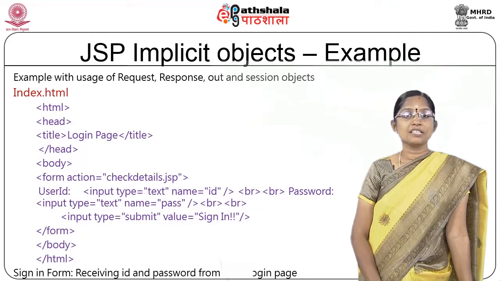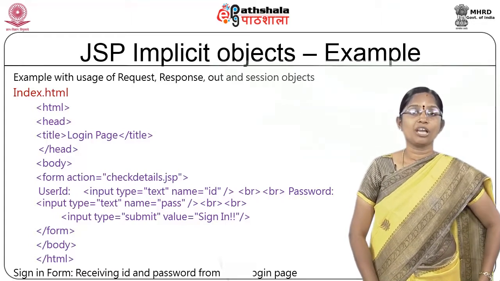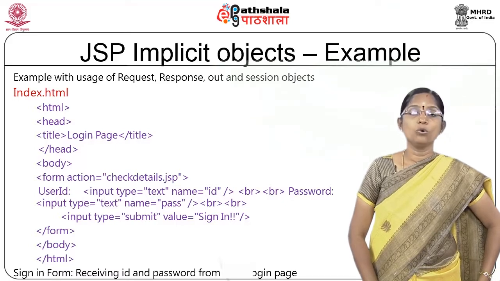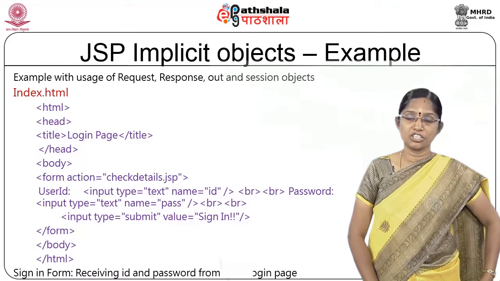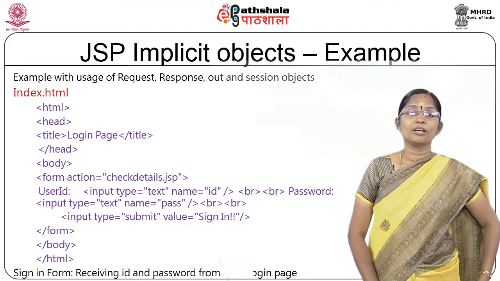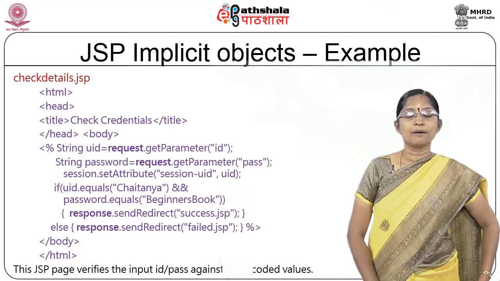Okay. So, this is an example which makes use of the JSP implicit objects. It makes use of the request object, response object, out and session object. You can go through this. This is an HTML file, index.html, which consists of 2 parameters, user ID and password. The user ID and password have been received from the user through the sign-in form. It receives ID and password from the user login page. Now, subsequently it comes to the JSP page called checkdetails.